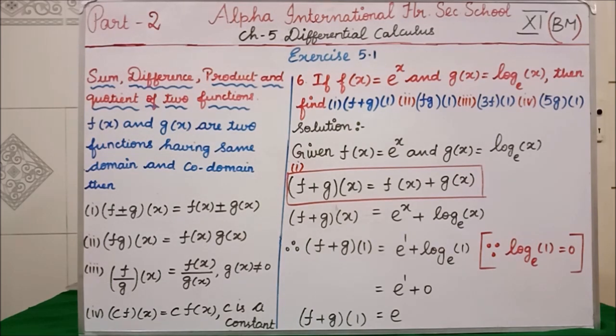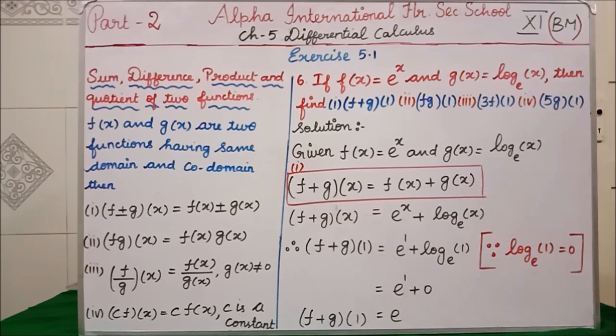See the sixth question. If f of x is equal to e power x and g of x is equal to log e power x, then find, they have given four subdivisions in the sixth question that we have to find. Clear? Here I have done only one subdivision. After erasing this, I will write the second, third and fourth subdivision answers. Now we will go for the solution. Given f of x equal to e power x and g of x is equal to log e power x.